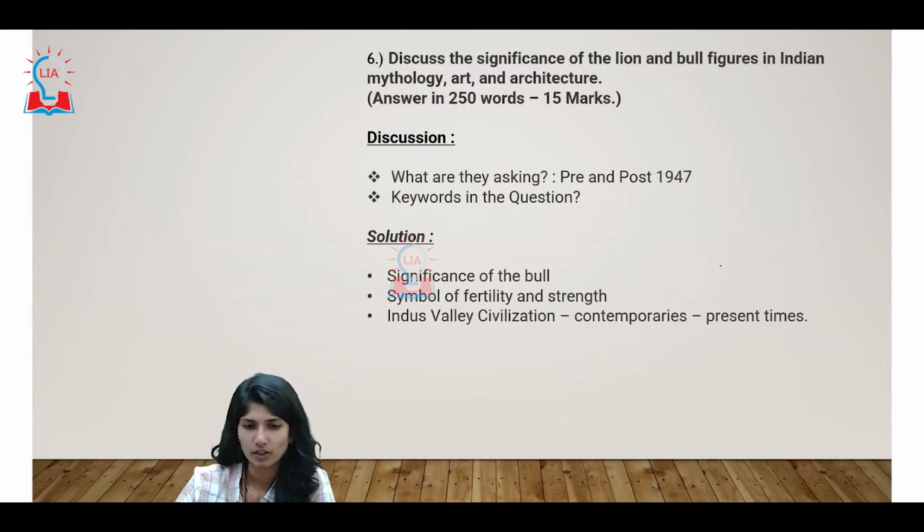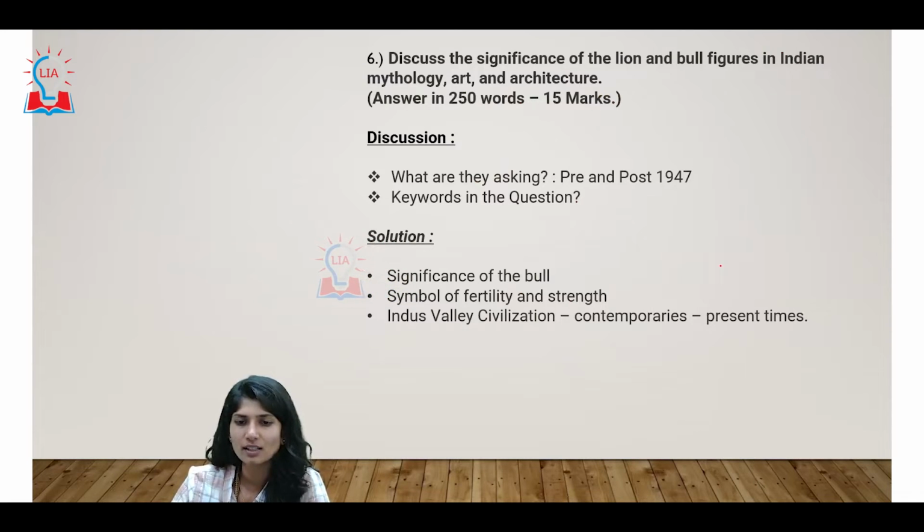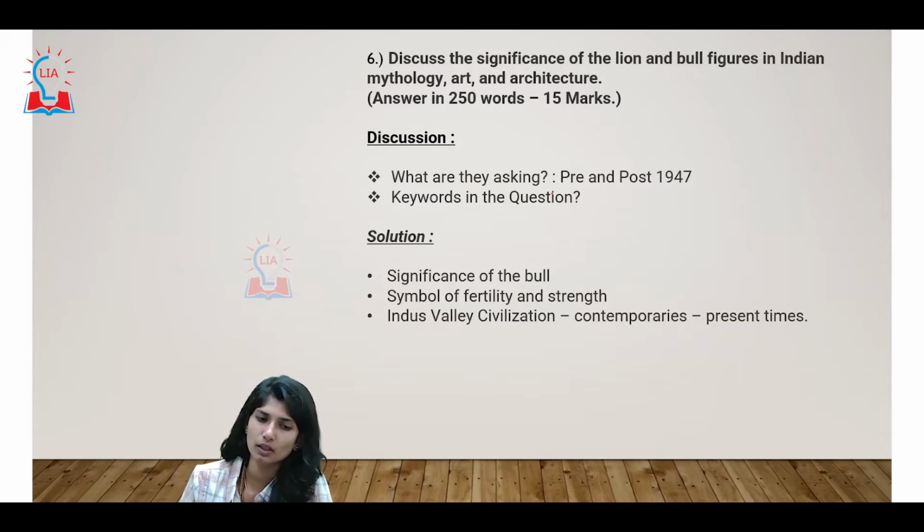Alright, going on to the next question. Discuss the significance of lion and bull figures in Indian mythology, art and architecture. 250 words, 15 mark question. What are the keywords here? Lion and bull figures in Indian. Most important thing, mythology, they have asked.